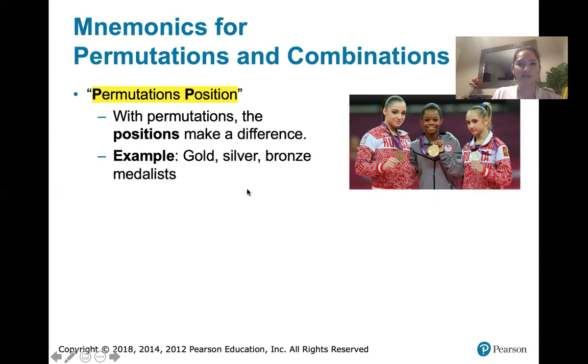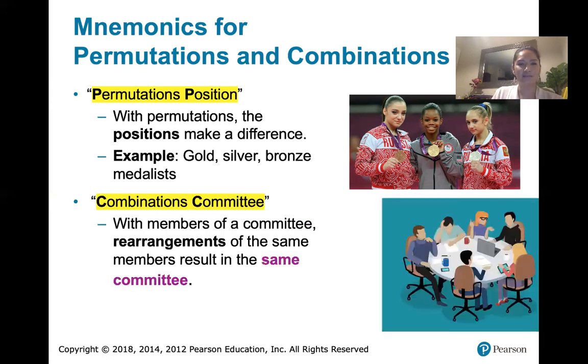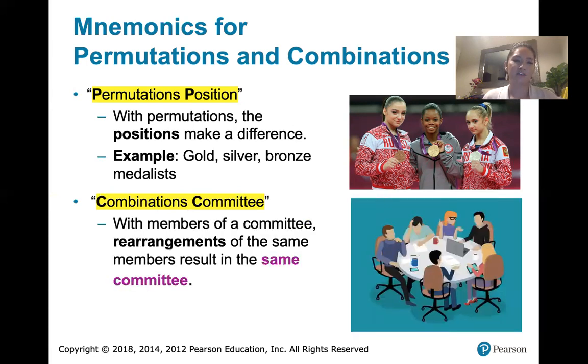So that's a permutation. Now, combinations can be associated with committees. When you're talking about members of a committee, it really doesn't matter who you picked first to go on the committee or who you picked last. If you rearrange those members, the rearrangement doesn't matter. They're going to end up in this exact same committee. So if I have these 6 people and I just put them in different seats, it wouldn't matter if I was just interested in the 6 people in that group. So that is a combination.